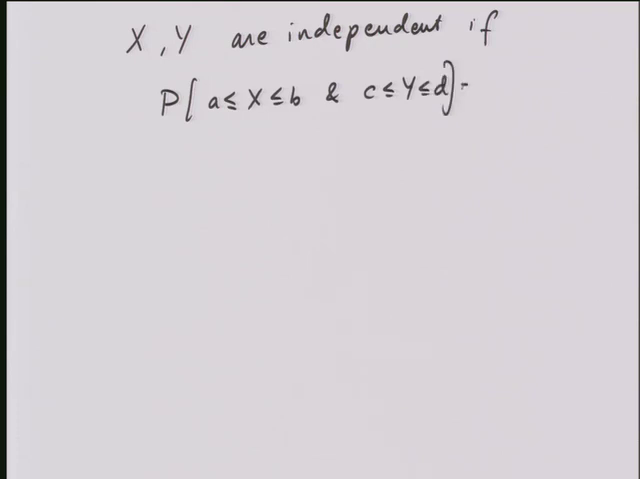Let's talk about one other thing, which is independent random variables. When you're talking about continuous probability, they work almost the same way as in the discrete case. What we want is that the probability that A is less than or equal to X is less than or equal to B, and C is less than or equal to Y is less than or equal to D, is equal to the probability that A is less than or equal to X less than or equal to B times the probability that C is less than or equal to Y less than or equal to D, for all A, B, C, D. That's what we want the definition to be.